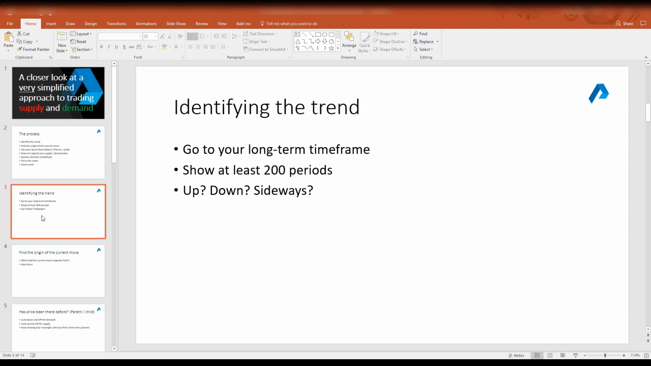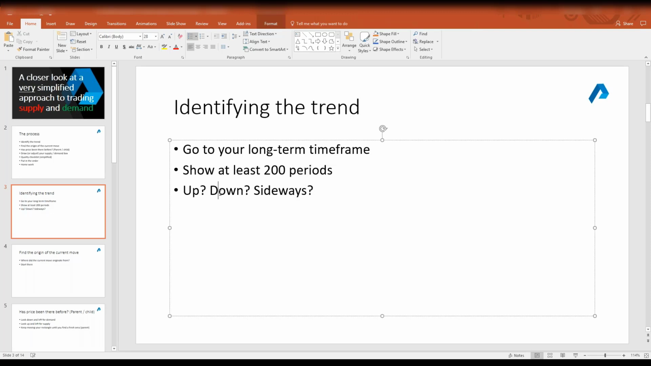Right, so identifying the trend. What do we do if we want to identify a trend? Ideally, you want to see a significant amount of price. What does a significant amount of price mean? That means at least 200 periods. I like to see quite a bit more because I want to know if price is pulling back to a certain area. Then you should be able to answer up, down, or sideways within 1 second. And if you can't, then it's probably sideways.